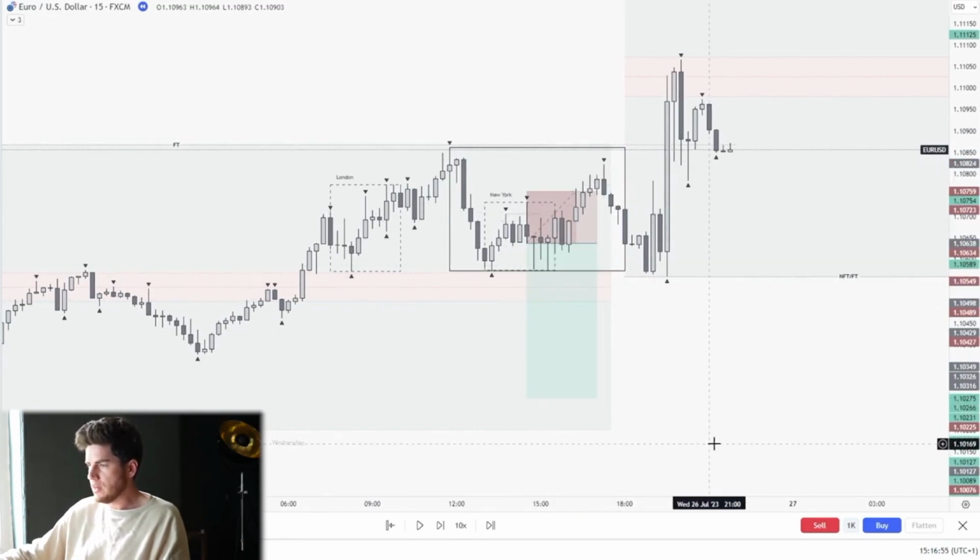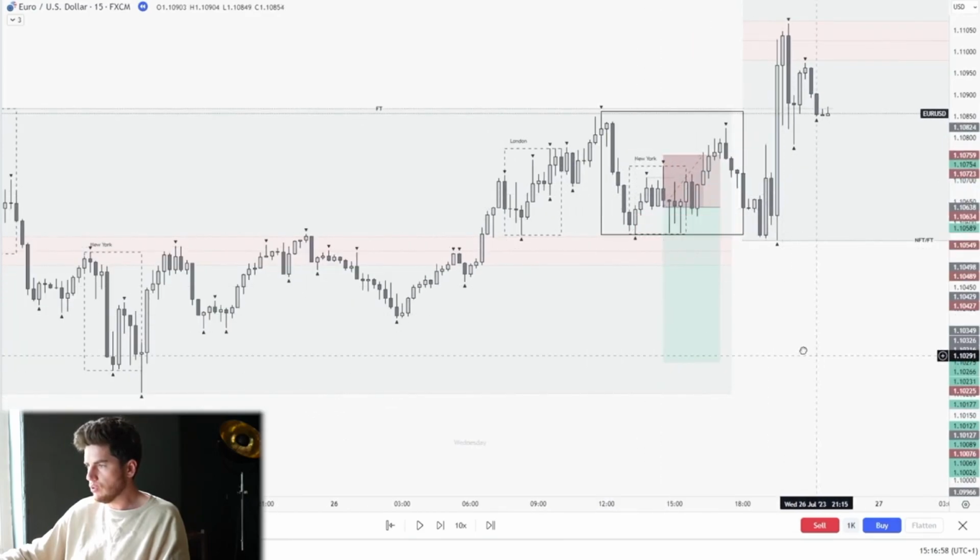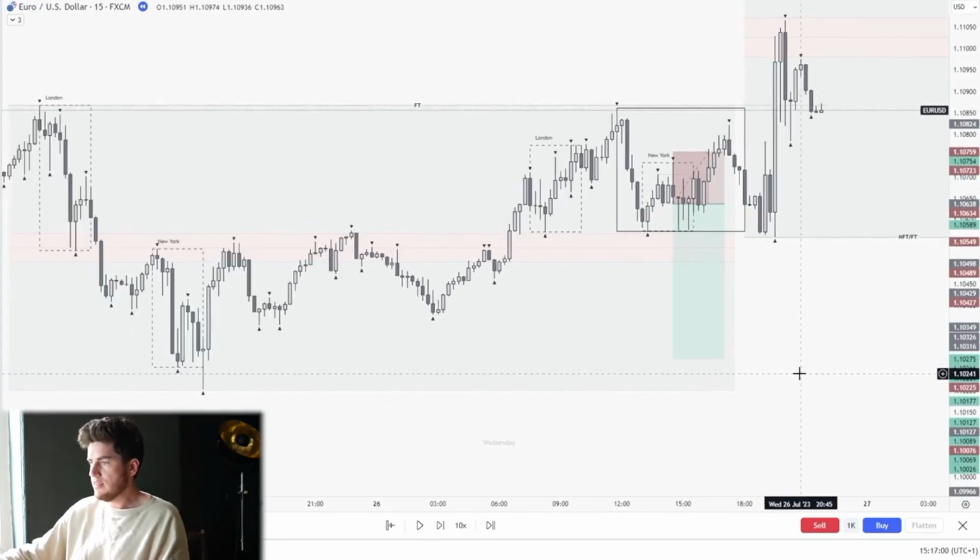It's not taking up the entire range. The candle size is nice. It's not too large. We get a 3-to-1 way before the lows. This is an A+ setup.